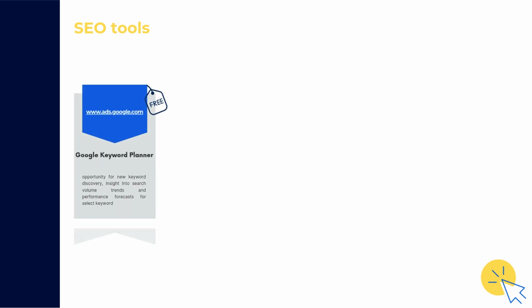Finally, let's look at some of the amazing tools available to help you with keyword research. We've already mentioned SEMrush, but there are other options, too, each with their own strengths. Google Keyword Planner is free and gives you insights into new keywords, search volume trends, and performance forecasts. It's a great starting point, especially if you're looking for reliable data straight from Google.